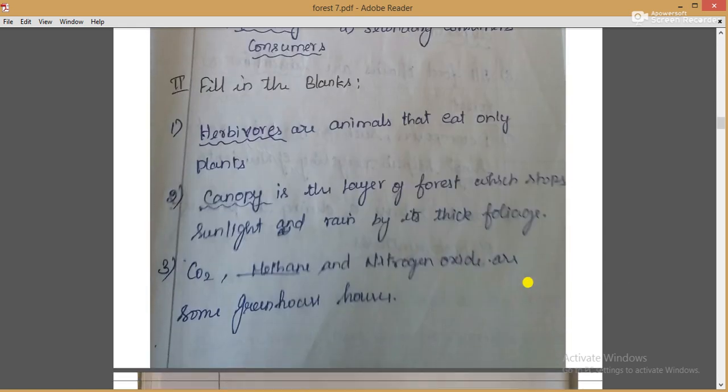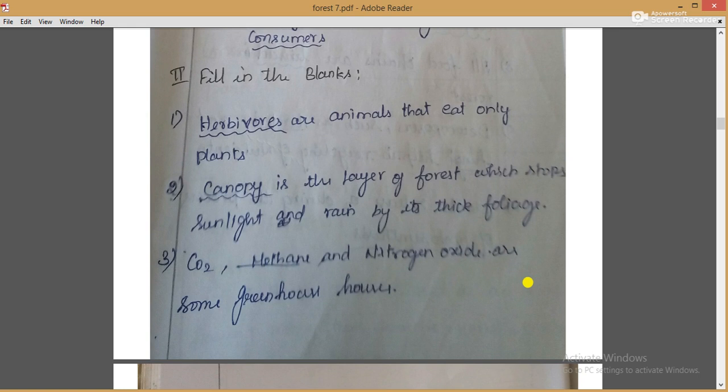Then fill in the blanks. First one is: dash are animals that eat only plants. The answer is herbivores, animals that eat only plants. Then: dash is the layer of forest which stops sunlight and rain by its thick foliage. So the answer is canopy. Then CO2, dash and nitrogen oxide are some greenhouse gases. So the answer is methane. Methane is involved in greenhouse gases.